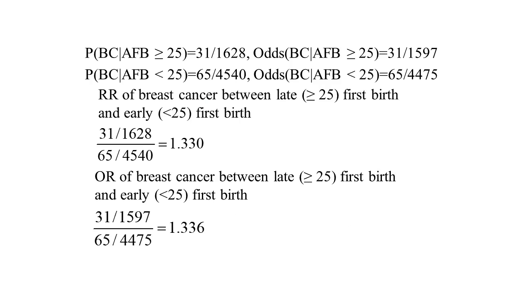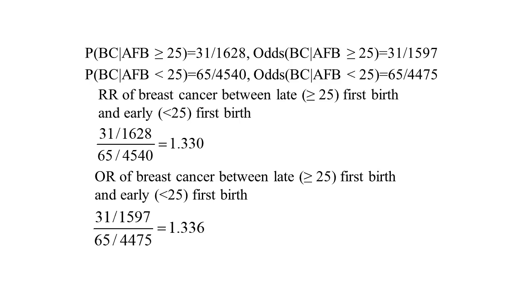The relative risk of breast cancer between the two groups is 31 over 1,628, to 65 over 4,540, which is 1.330. This means that the proportion of breast cancer incidence for the late first birth group is 33% higher than that for the early first birth groups.